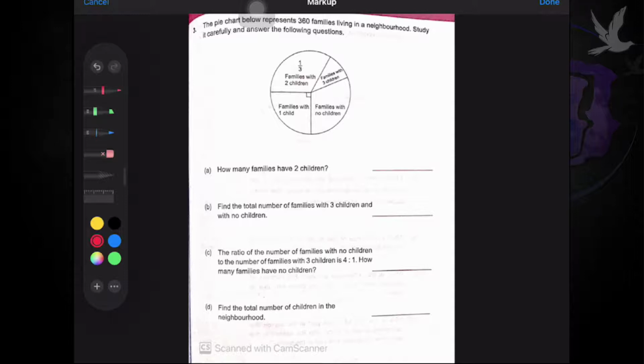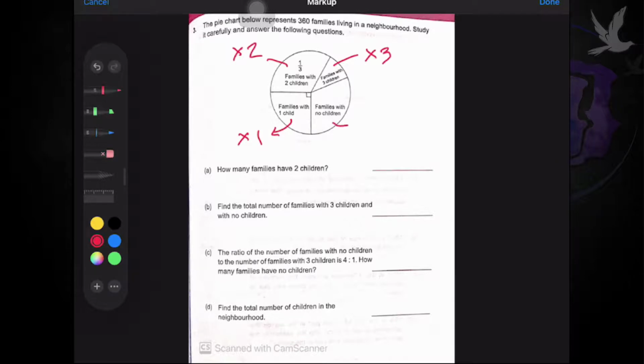So going back for letter D, find the total number of children in the neighborhood. First things first, you should find out how many families you have here. Multiply it with 1 because we only have 1 child here. Dito naman, you already have your total number of families there. All you need to do here is to multiply it by 2. Dito naman, how many families you have, multiply it by 3.